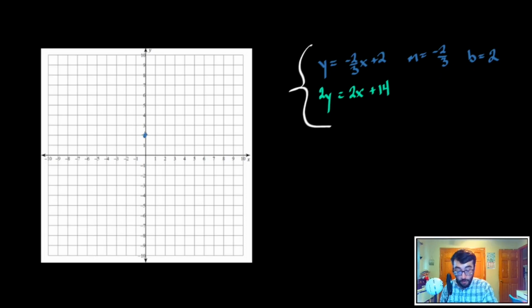So 0, 2, slope of negative 2/3, so down 2, right 3, down 2, right 3, down 2, right 3, okay? And now I'm going to go backwards by going up 2, left 3, up 2, left 3, up 2, left 3, okay? And now I'm going to go ahead and connect it. So there's our first line. That's our first equation from the system graphed, okay? So there is our equation.